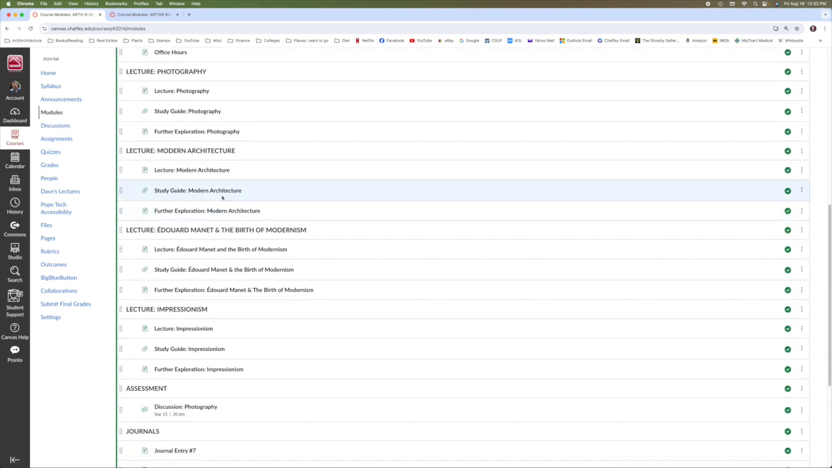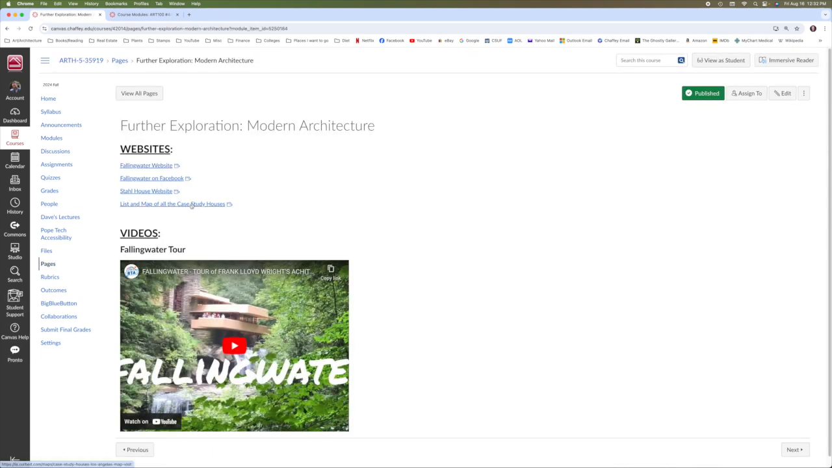For architecture, I've got the lecture and the study guide. For the further exploration area, we're going to talk a lot about Fallingwater. This is Fallingwater right here. It's one of the most iconic homes in the United States, designed by Frank Lloyd Wright. We've also got the Stahl House, which is part of the Case Study House project, and a list of all the case study houses beneath that. So I'm going to talk about both of those extensively during the lecture.